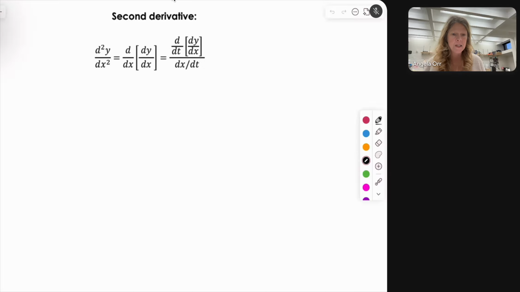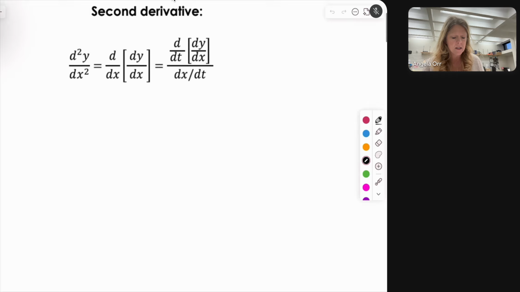Greetings, mathematicians. So today we're going to take a quick look at second derivatives of parametric equations. If we recall, previously in class, we took a look at the first derivative. And the first derivative, dy/dx, is a function of t. So if we take the second derivative of y with respect to x, we are taking the derivative of a function of t. And so we need to think about utilizing the chain rule.